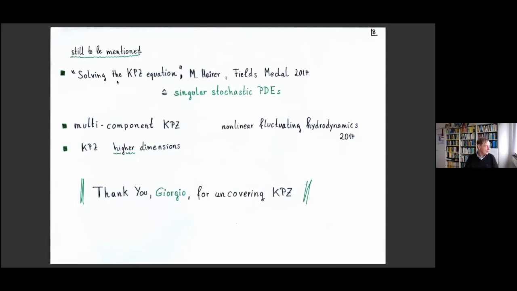When you look at this equation, it's very singular because you have this white noise, which is singular, and then you have the derivative squared of a function h, which is also singular, and you don't really know what this derivative means, and you know even less what the square means. And so Martin became interested because it's a nice example for him to study singular stochastic PDEs.